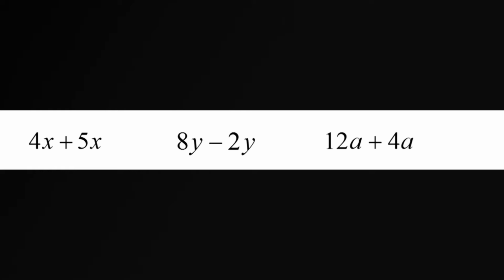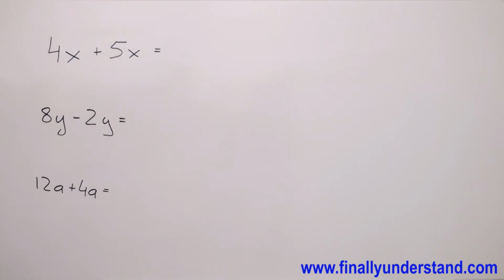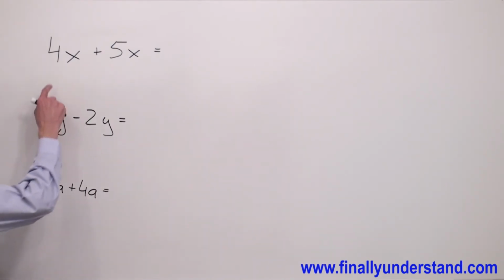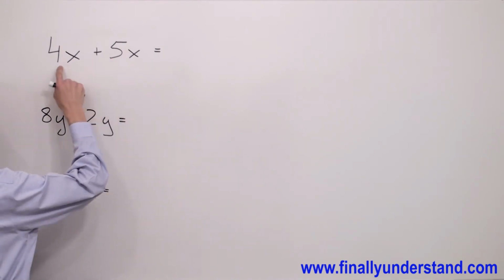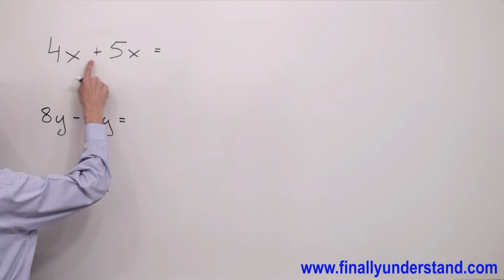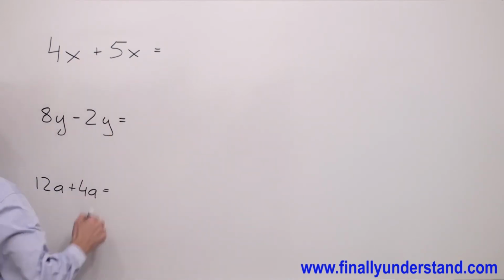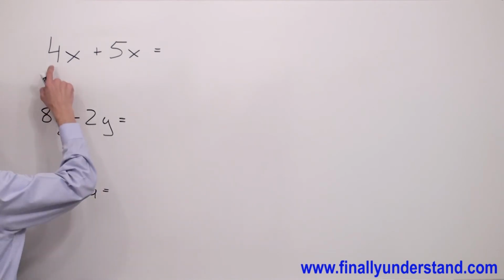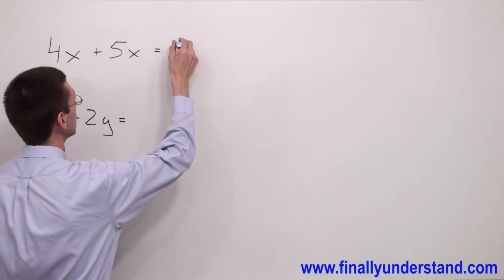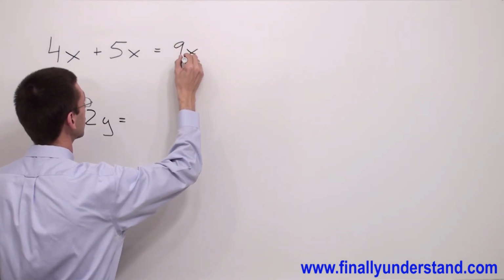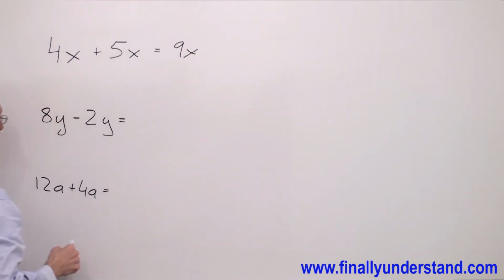Like terms are the expressions which have the same literal factors. In this case, I have 4x plus 5x. Both of them are like terms because they have the same literal factor, x, the same variable. So I can add them up. 4x plus 5x is equal to 9x. This is the solution to this problem.